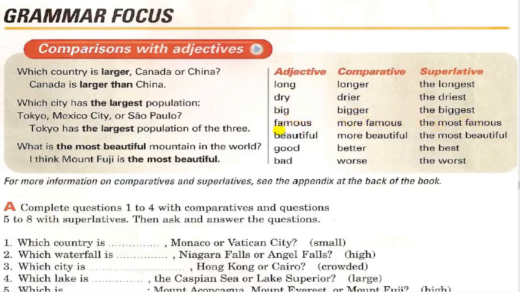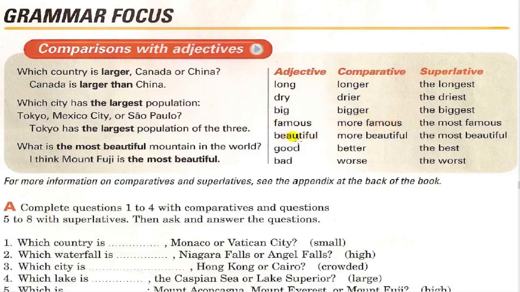Famous, more famous, the most famous. Famous, let's count: 1, 2, 3, 4, 5, 6 letters. Most of the time, we use more and most with adjectives that have 6 letters and more. This is number 1. Number two, in this adjective, you will find at least two separate vowels, like fa, this is A, mous, and here we have O, and they are not next to each other.